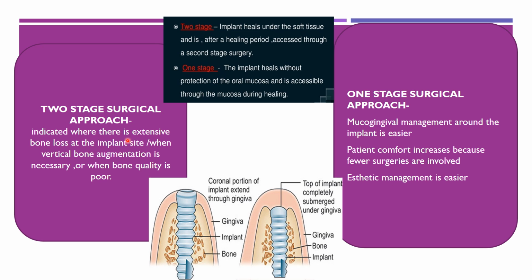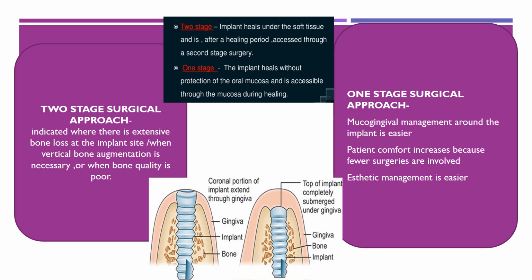So if any ridge augmentation is needed, or if there is any bone defect nearby at the implant site, then you can go for the two-stage surgical approach to clearly visualize the area, and it will not interfere with the healing process. That is, it can be completely submerged under the bone. So it is used when vertical bone augmentation is necessary or bone quality is poor.